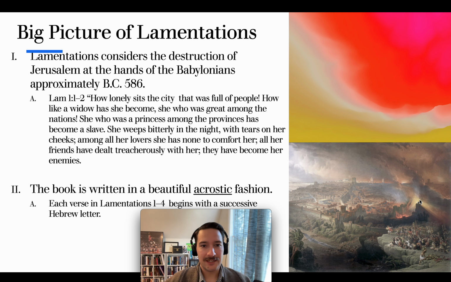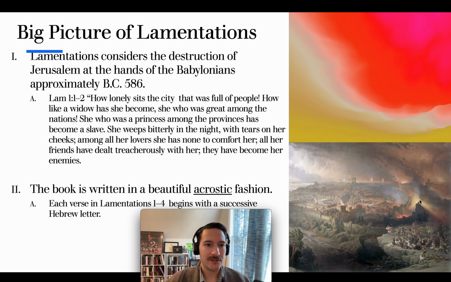How lonely sits the city, Jerusalem, that was full of people. How like a widow she has become, she who was great among the nations. She who was a princess among the provinces has become a slave. She weeps bitterly in the night, with tears on her cheeks. Among all her lovers she has none to comfort her. All her friends have dealt treacherously with her, they have become her enemies. This introduction situates the whole book. This book is about the destruction of Jerusalem, how she was left to be destroyed, how she was high and mighty, and now she's done.